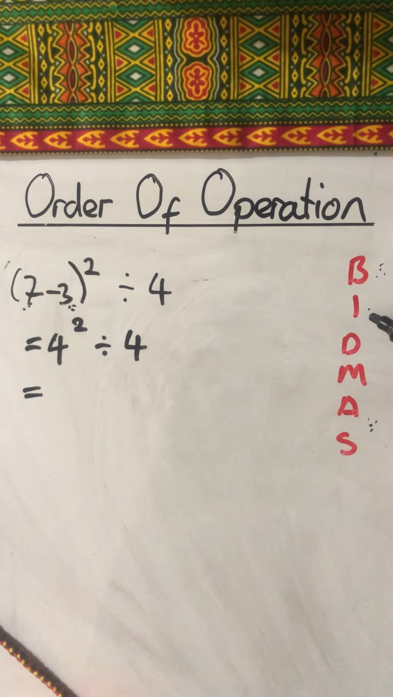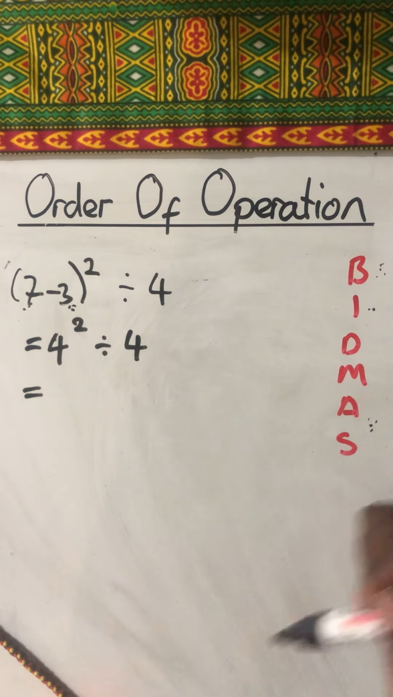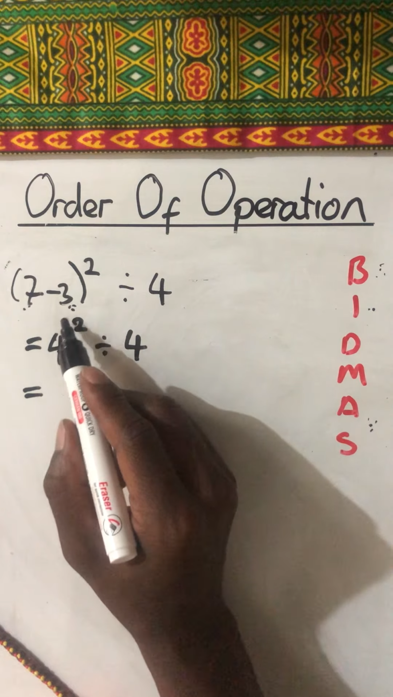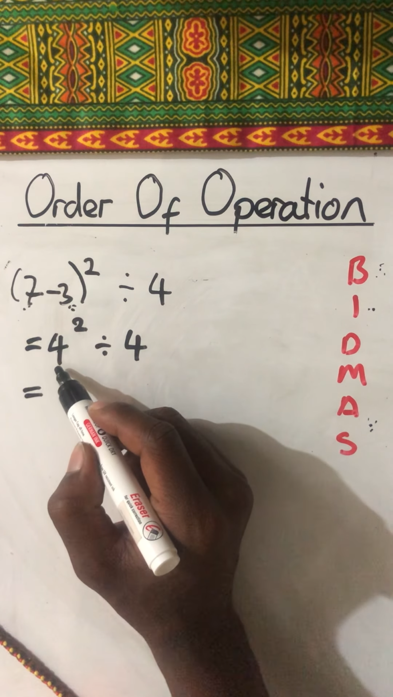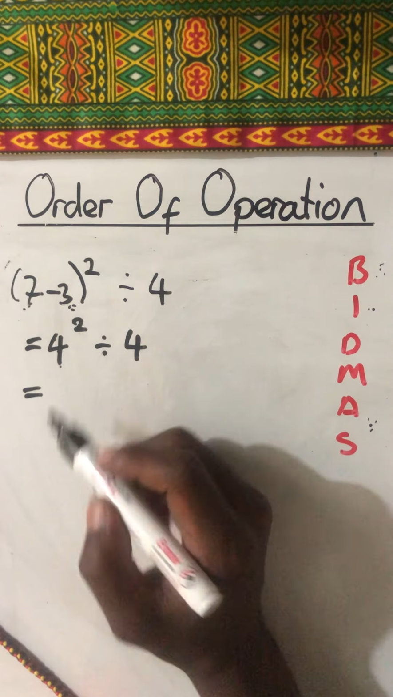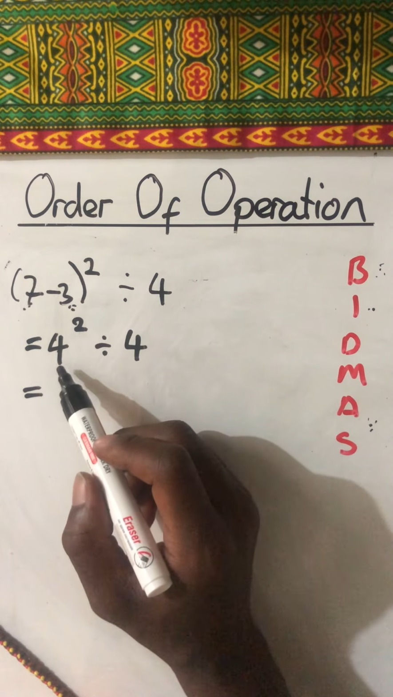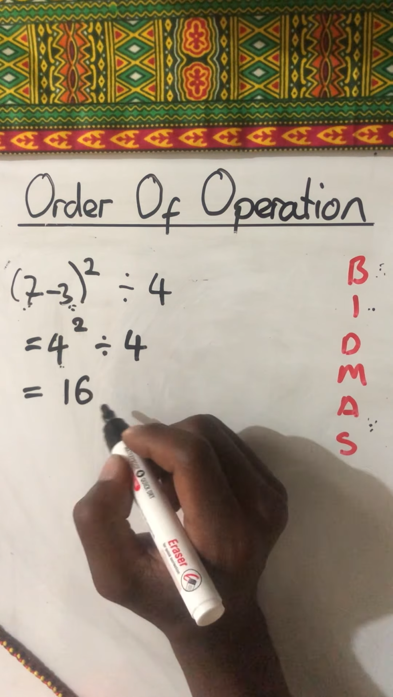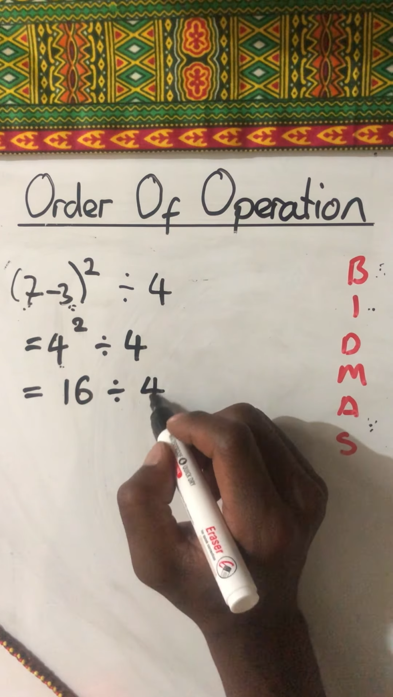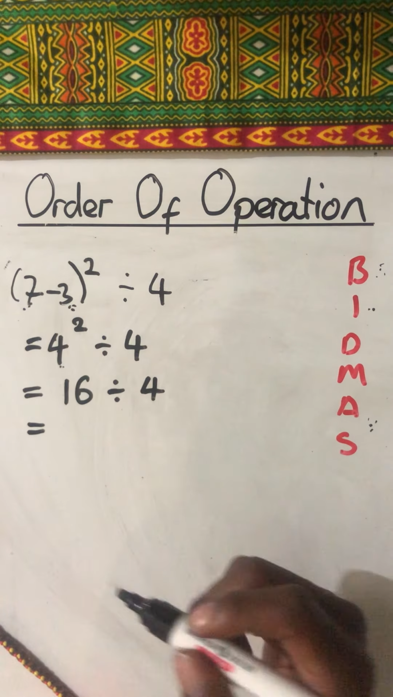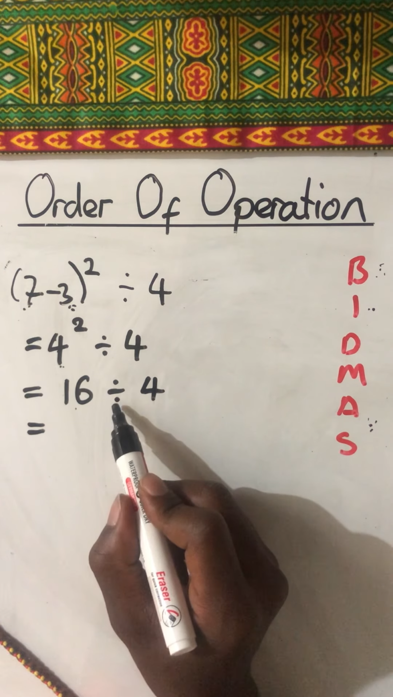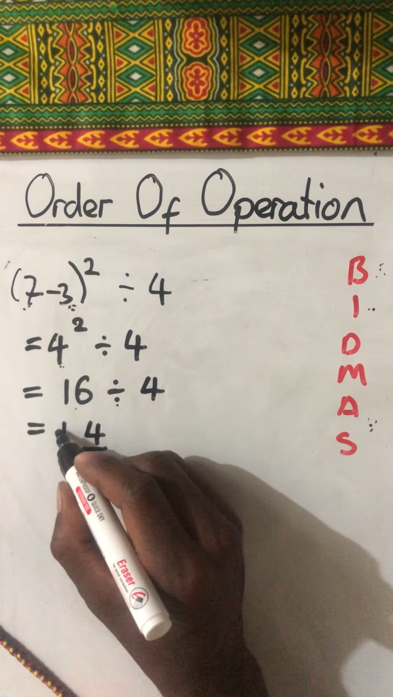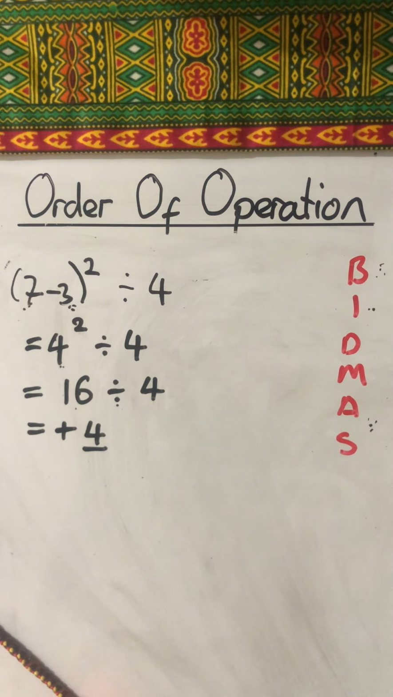The next thing that we can see in the rules is indices. So we're going to say 4 squared. And remember, the power here tells us how many times we are multiplying the base number by itself. So it says it is a 2, so we're going to say 4 times 4, which is going to give us 16 divided by 4. Now the last step we're going to take is to say 16 divided by 4, which will take us to 4. And our answer is positive 4.